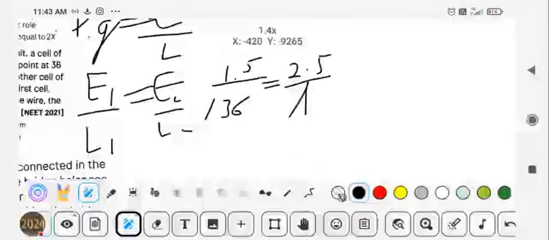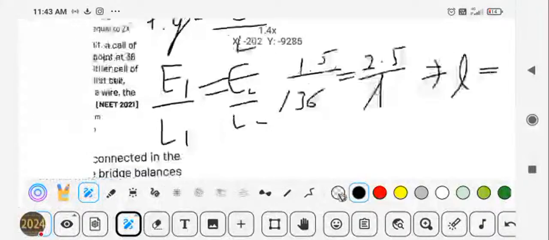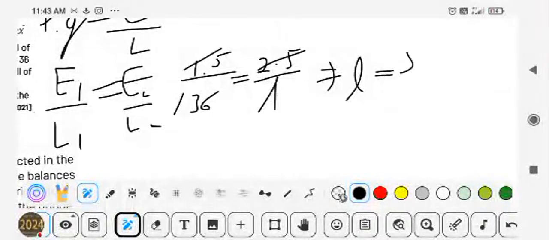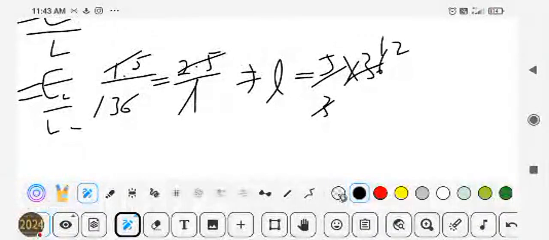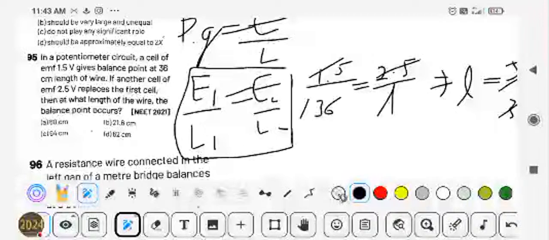How to get that? Cross multiply it. Then we can say L is equal to 2.5 into 36 divided by 1.5. 2.5 by 1.5 can be written as 5 by 3, into 36, which will be 60. That means the balancing point will be at 60 centimeter. The main relation is that potential gradient is given by E by L, where E is directly proportional to L. That means E1 by L1 is equal to E2 by L2.